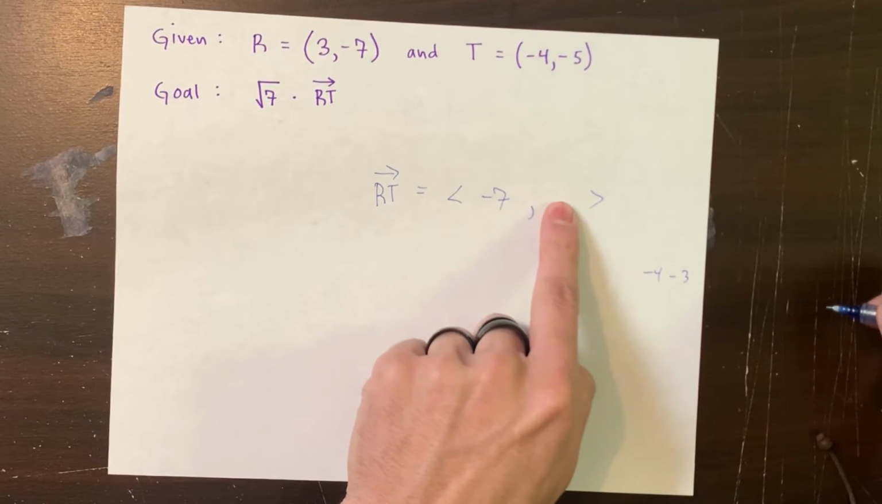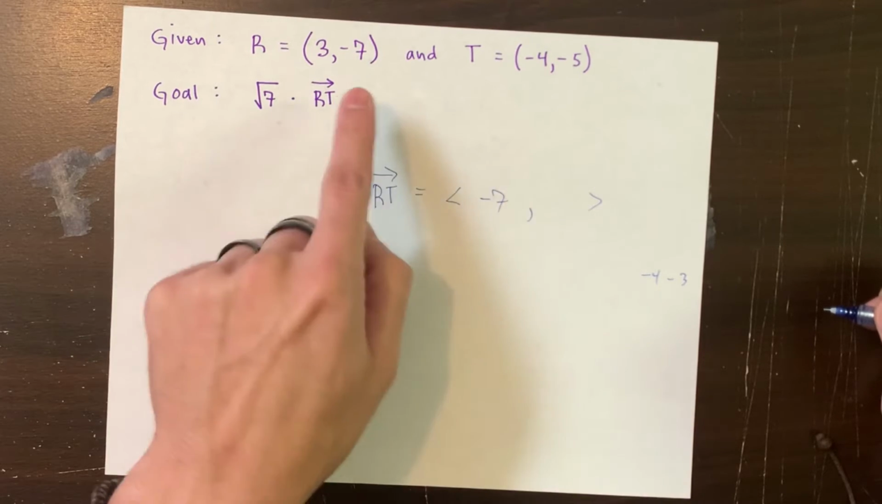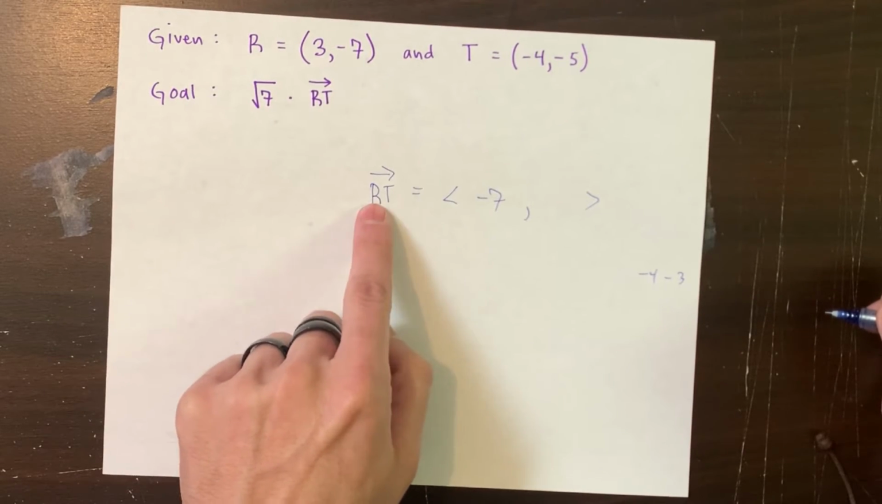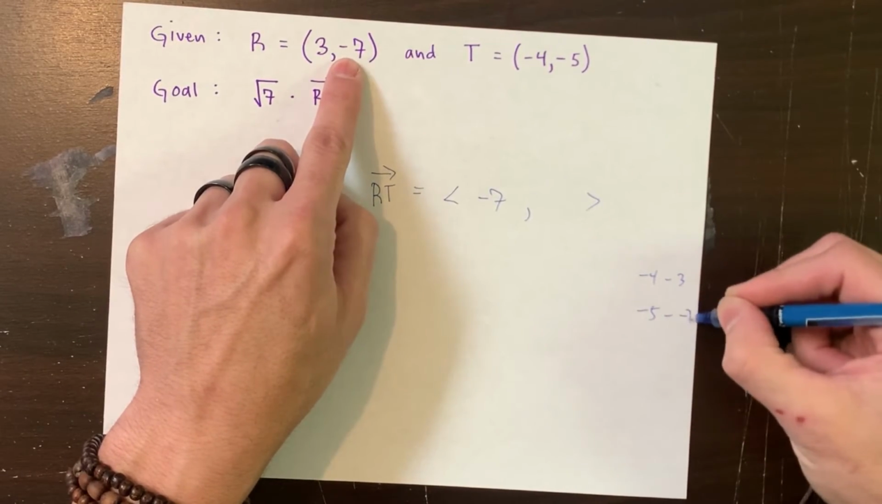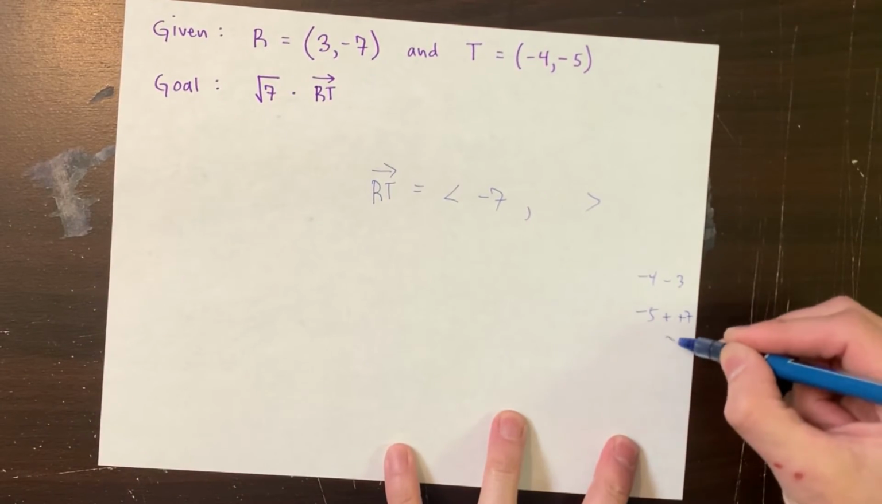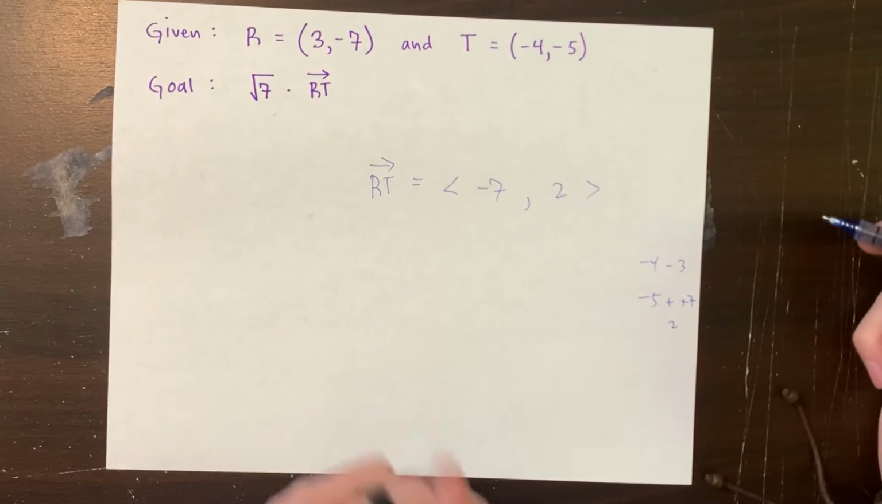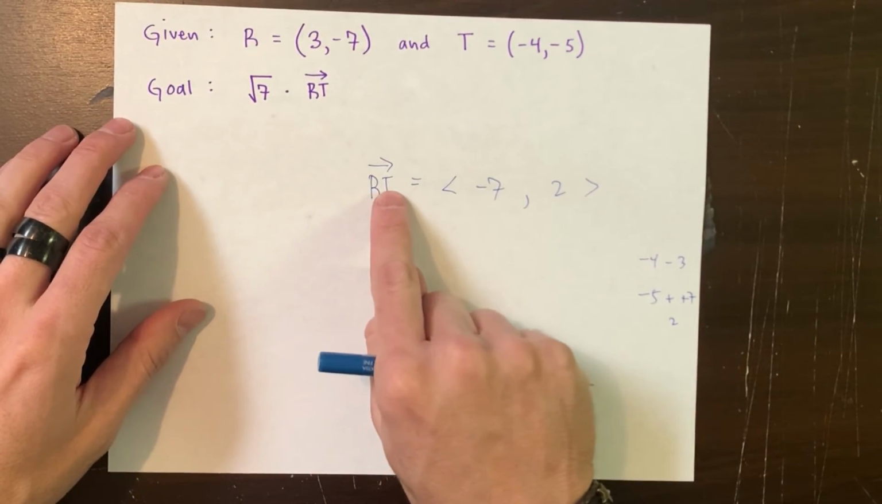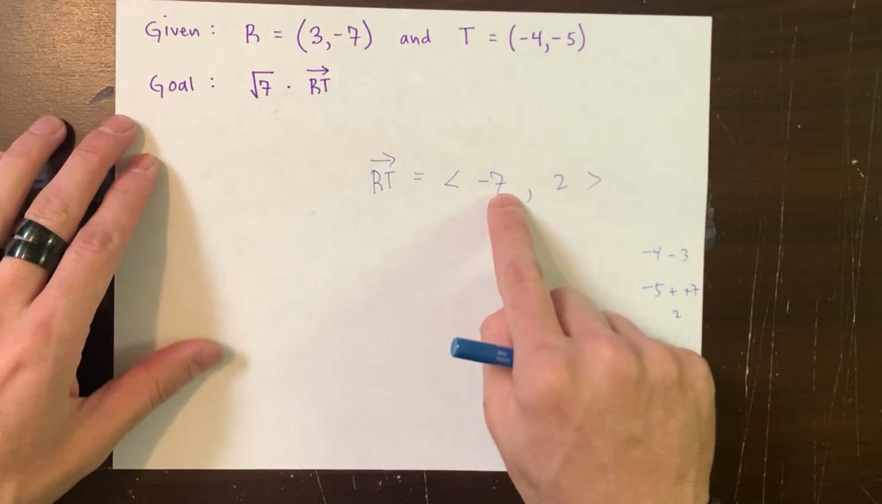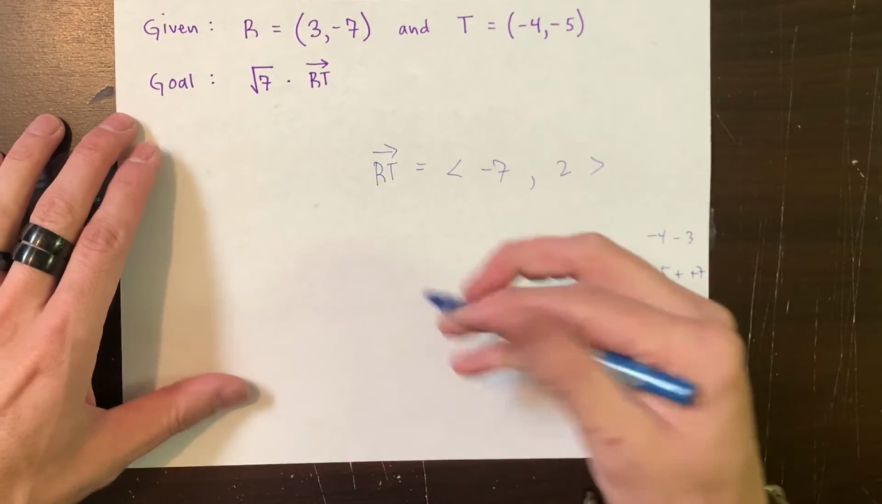And in here, I should go T minus R, right? T minus R. I should go -5 minus -7. And the double negative becomes positive, so it's 2. And that tells me that if I made a picture to go from R to T, I'd have to move 7 spaces left and 2 spaces up.